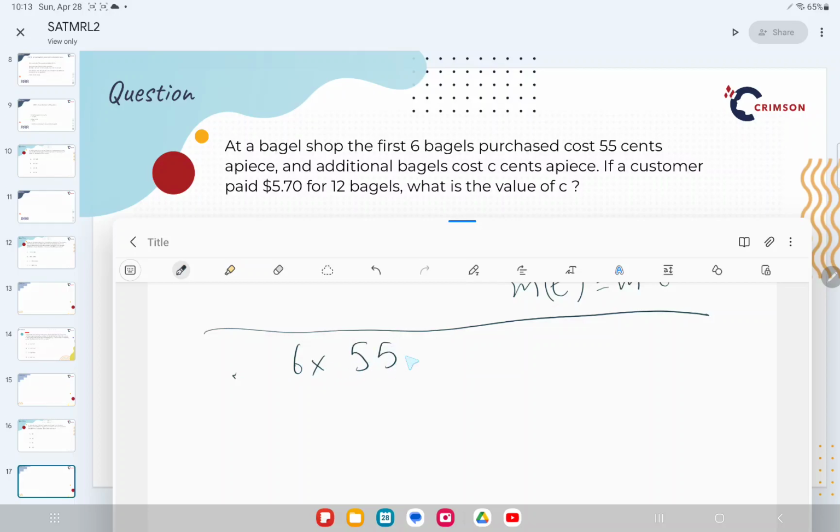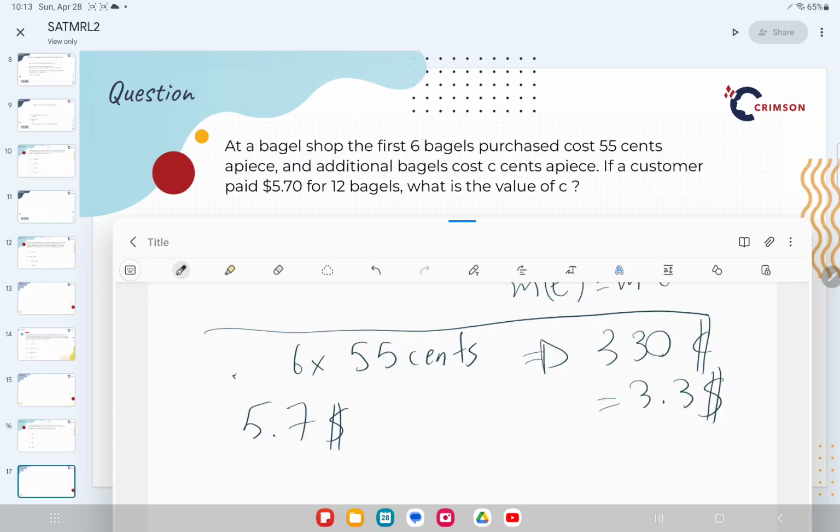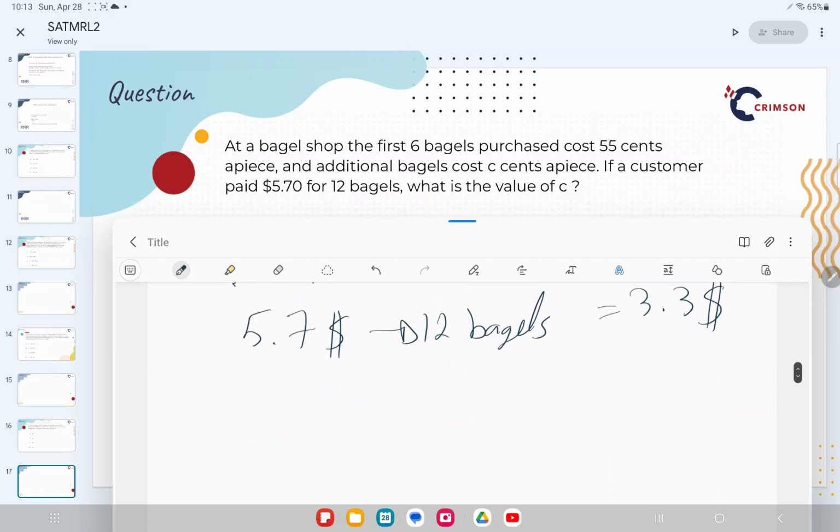6 times 55 cents. So how many did I buy? I bought 6 for 55 cents. So this is going to be 330 cents, which is $3.3. Now, additional bagels cost c cents a piece. If a customer paid $5.7 for 12 bagels.